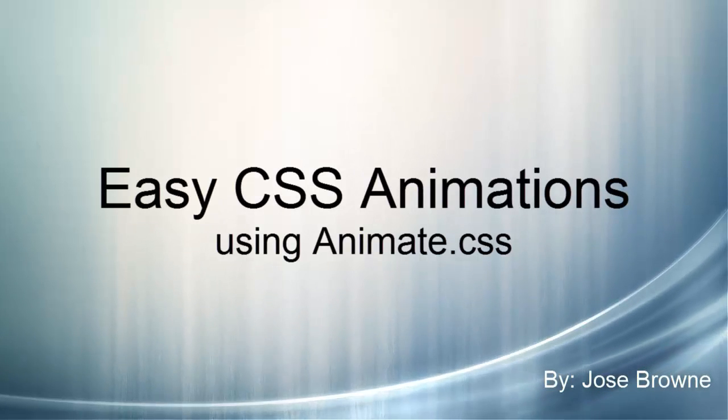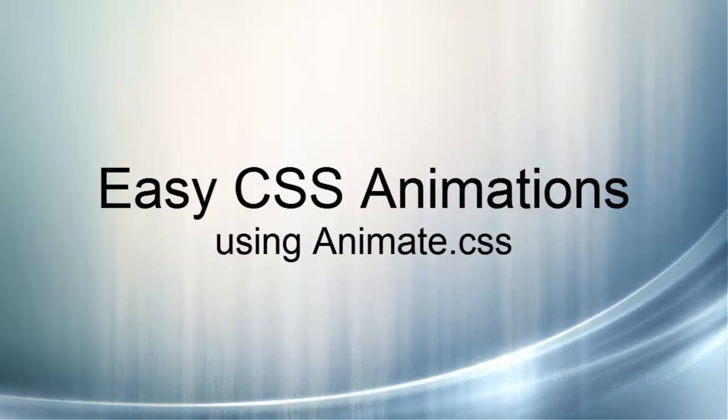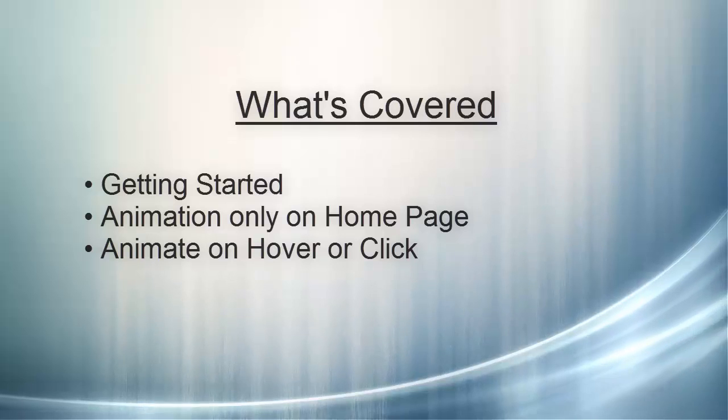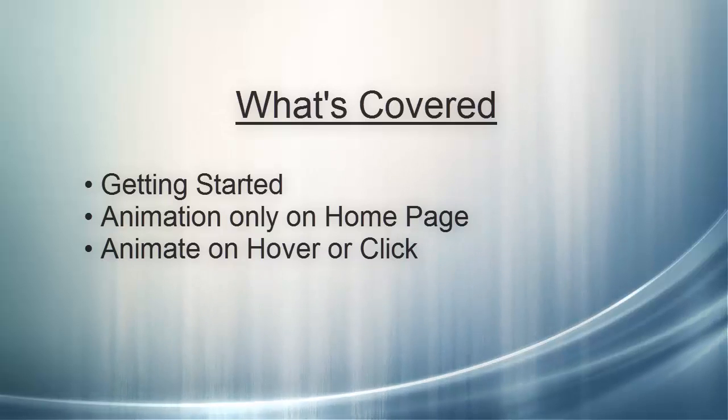Hey guys, my name is Jose Brown, and this is going to be a quick tutorial on how to use the Animate.css style sheet. First, I'm going to show you how easy it is to get started. Then we're going to use JavaScript to do two things. First, make animations happen only on certain pages, and second, make animations happen based on a user event, like hover or click. So let's get started.